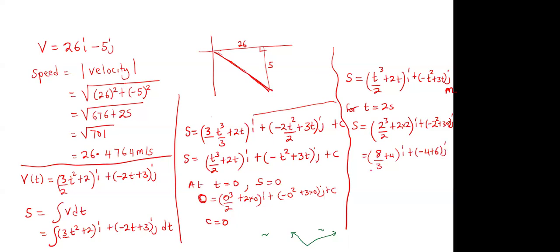So 8 out of 3 plus 4 will yield 20 out of 3. So here we shall have 20 out of 3 i. I don't know whether we're on the same page. Then plus negative 4 plus 6, which will be 2j. And this is our S.